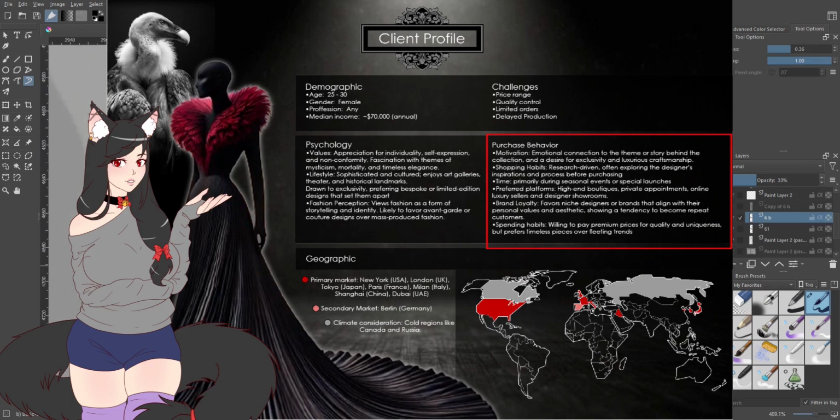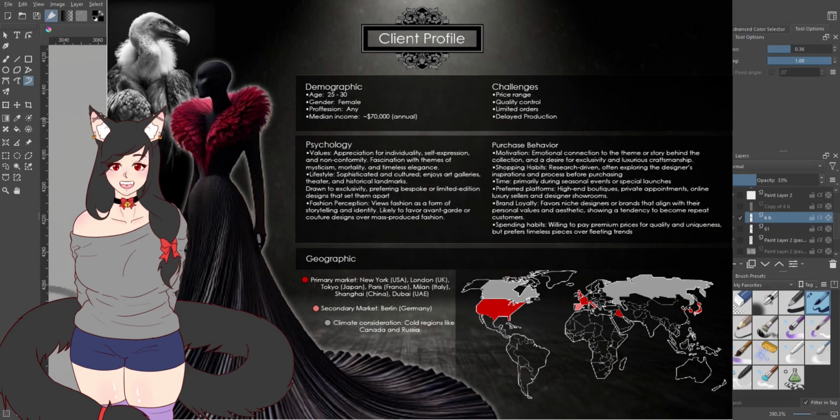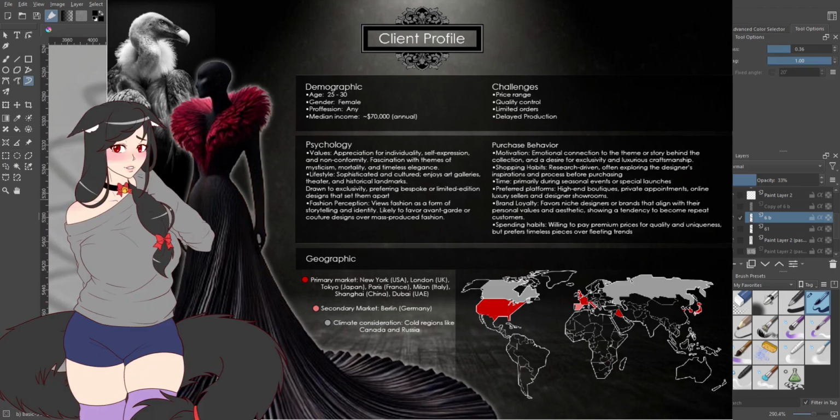These people would favor niche designers or brands that align with their personal values, showing a tendency to become repeat customers. So very much I am focusing on a demographic that would basically see me as a personal designer, so to speak, because I want to be that sort of designer. I want people to come up to me and go, hey, here's my concept. I would like for you to work with me to make something out of it. That's the sort of designer that I want to be.